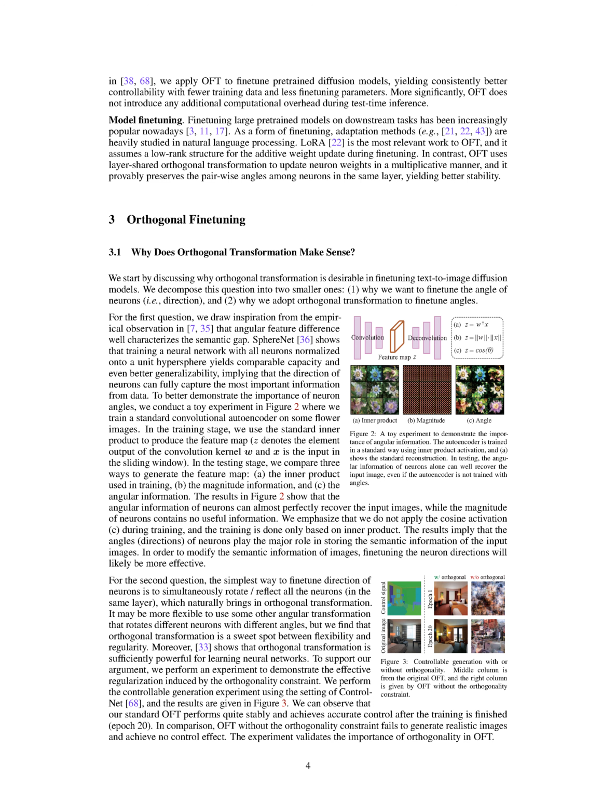Section summary. The authors discuss the benefits of using orthogonal transformation in fine-tuning text-to-image diffusion models. They argue that the direction of neurons plays a major role in storing semantic information, and that fine-tuning neuron directions is likely more effective in modifying the semantic information of images. They also demonstrate the effective regularization induced by the orthogonality constraint through a controllable generation experiment.